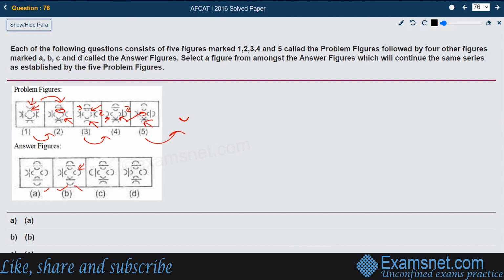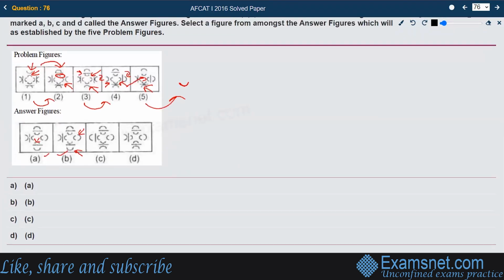One more thing: the outer part should be flipped, the inner part should not be flipped. In option A, they have flipped the inner part also. So this is the reason why B is taken, and A is not. At one step, only one part can be flipped, and that is what is happening in option B. So option B seems to be the right answer, and that is the right answer.